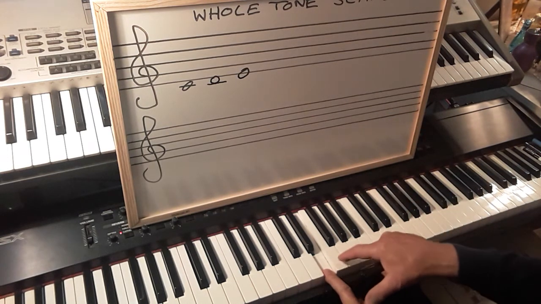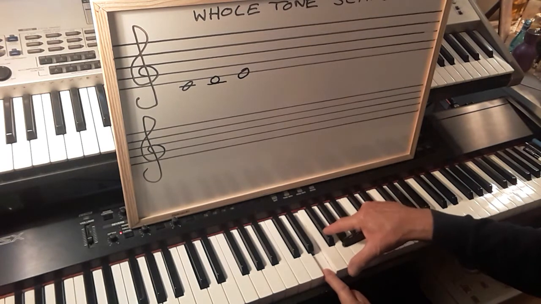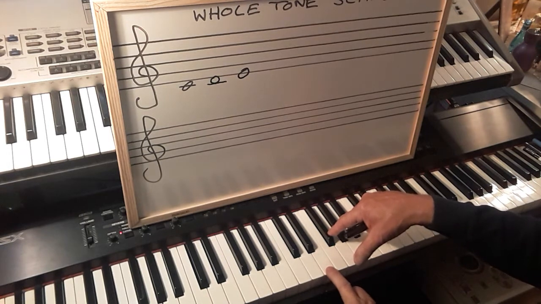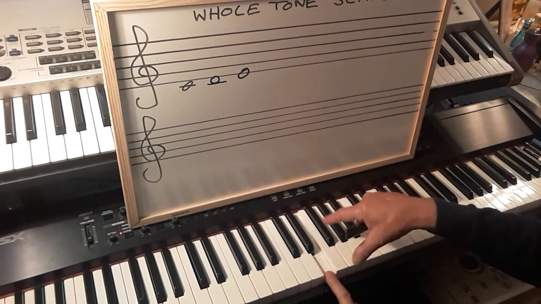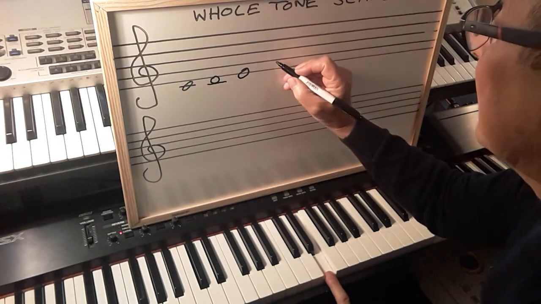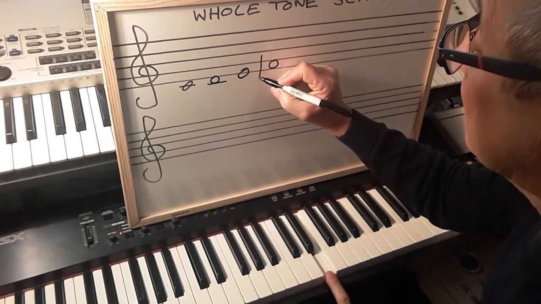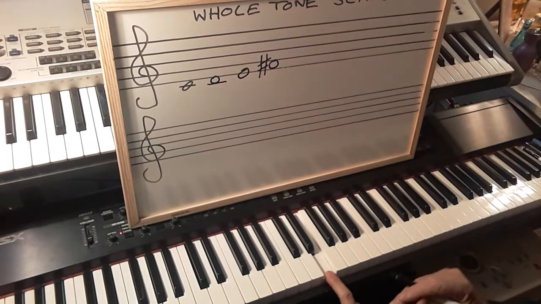Now the next note we want is a tone away again. From E to F is a semitone, and from F to F sharp is a semitone. Again, two semitones equals a tone. With the note in between, F sharp is the note that we want. So let's put F there, and let's put the F sharp there. So that's F sharp.